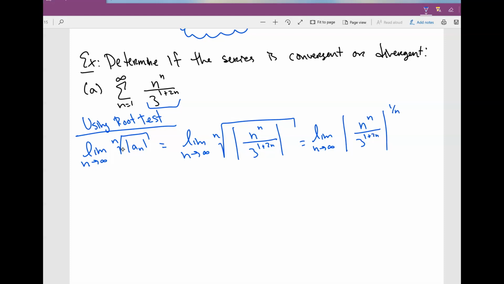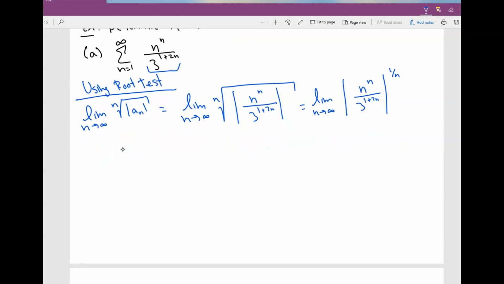Now, with some of the properties of roots, I can distribute this inside of the absolute value. So what I'm going to get is the limit as n goes to infinity of n to the n over 3 times (1 plus 2n) to the n. Now I'm going to distribute this 1 over n into their powers. So here I'm going to have a 1 over n, and for this guy, I'm also going to have a 1 over n.